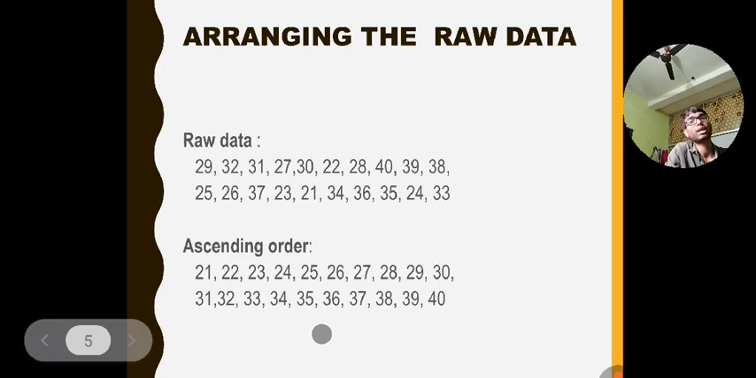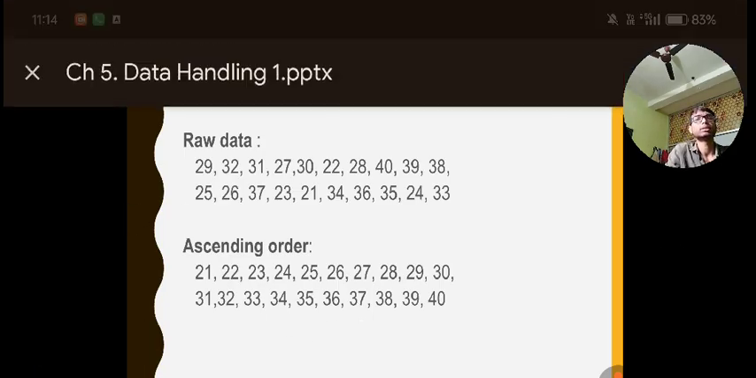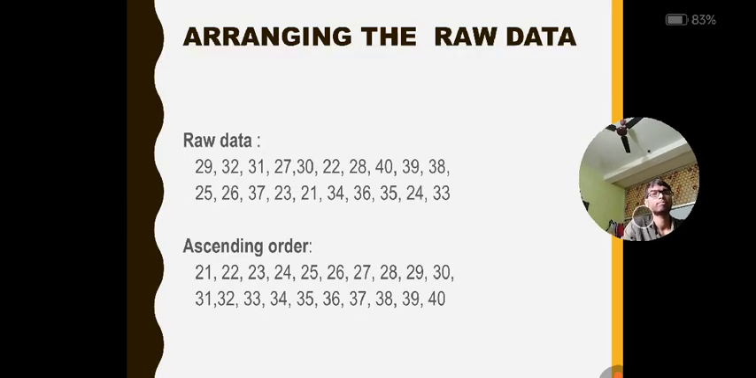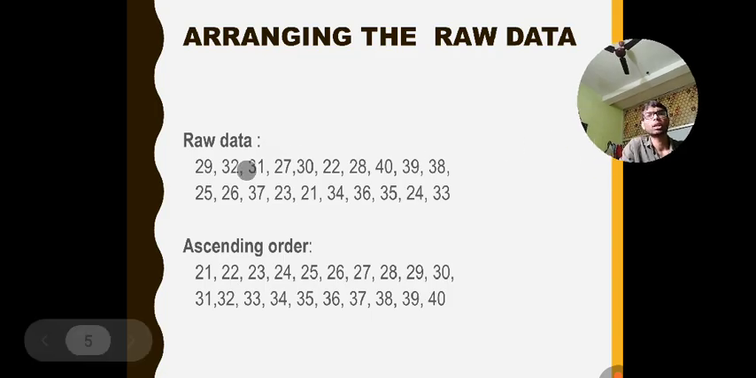Now next we have arranging the raw data. We have this raw data: 29, 32, 31. It looks complicated to understand. So after arranging this raw data, we arranged it in this way: 21, 22, 23. It is in ascending order. Now it is very readable. We can read this.